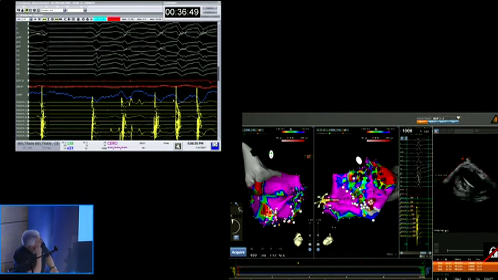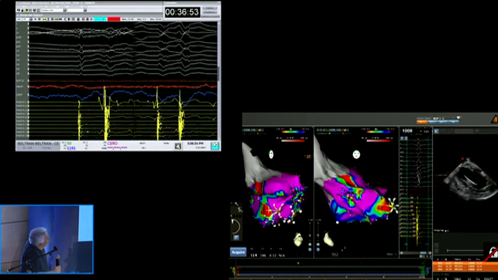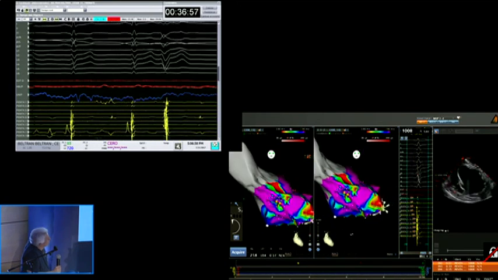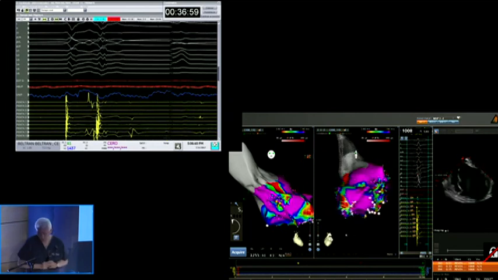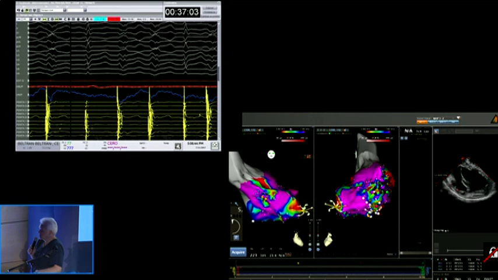Sígame oblicuo derecha, por favor. La RAO en la derecha. O en la izquierda. En la izquierda, RAO, perdón. Agarra aquí puntos, no tiene por qué estar así, allá en ritmo sinusal.